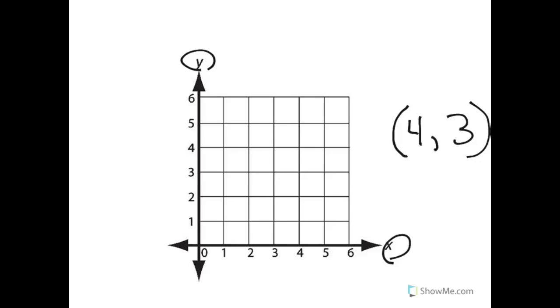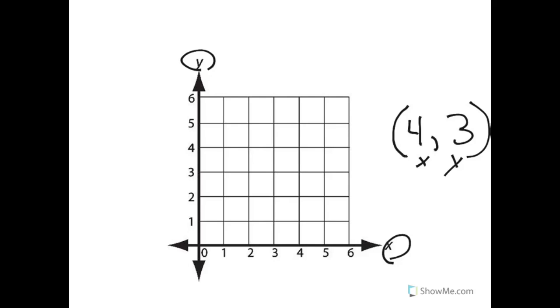(4, 3). This is the x, this is the y. QRS, TUV, WX, YZ, right there in alphabetical order, if that helps you remember. X is first, then Y. The first number tells you how to move horizontally, okay? So left and right. The second number shows you how to move vertically, up and down, okay?